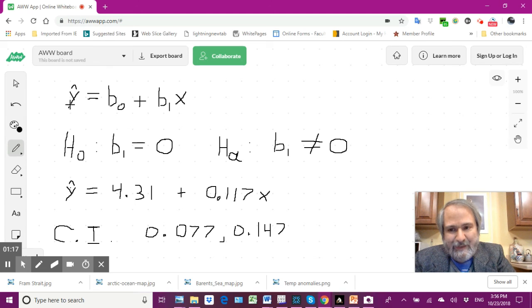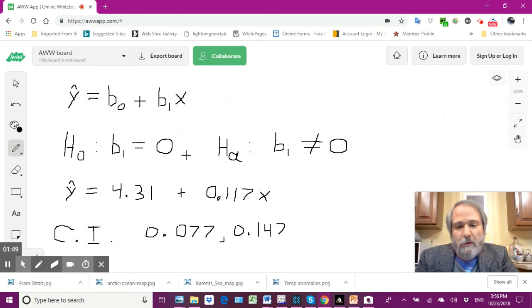Y hat, the predicted value, is equal to b sub 0, which is the y-intercept, and that represents an estimation, would be a better word, an estimation of the parameter beta sub 0, Greek letter beta, plus b1 times x. b1 is, of course, the coefficient, basically telling you the slope of the line. And b1 estimates the parameter beta sub 1.